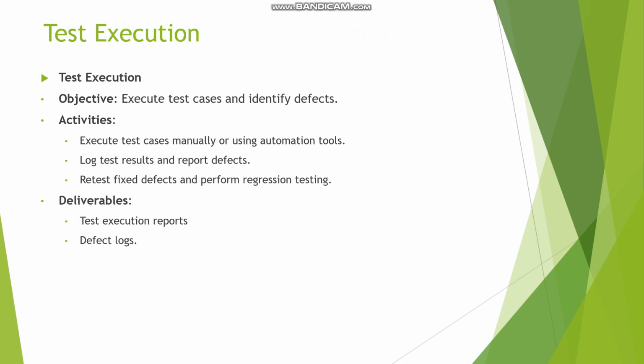Now test execution. Execute test cases and identify defects. Activities are execute test cases manually or using automation tools. Log test results and report defects. Retest fixed defects and perform regression testing. Deliverables are test execution reports and defect logs.